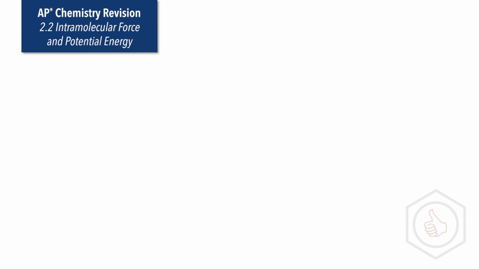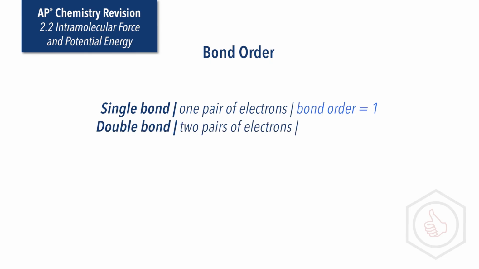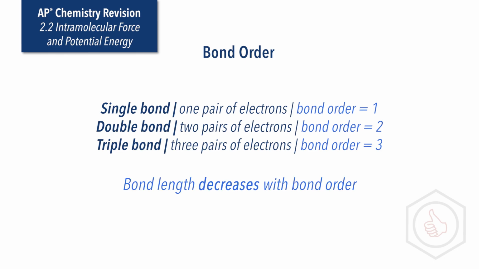Bond order refers to the number of electron pairs shared between two atoms. A single bond has one shared electron pair and a bond order of 1. A double bond has two shared electron pairs and a bond order of 2. A triple bond has 3 shared electron pairs and therefore a bond order of 3. As bond order increases, bond length decreases and bond strength increases.